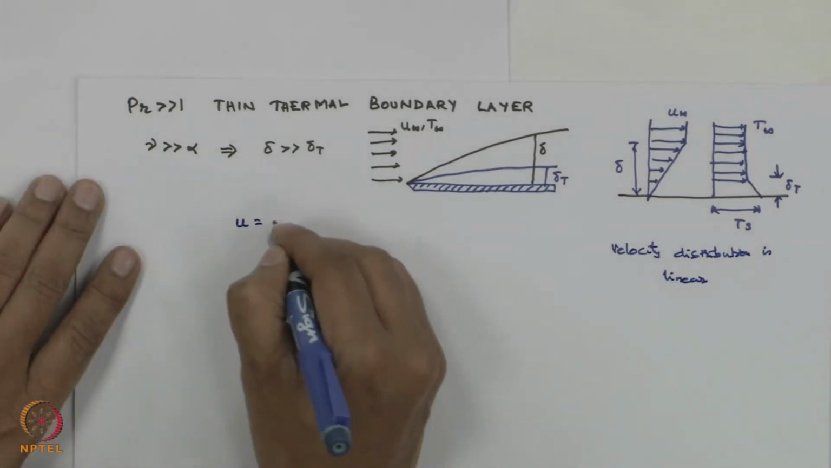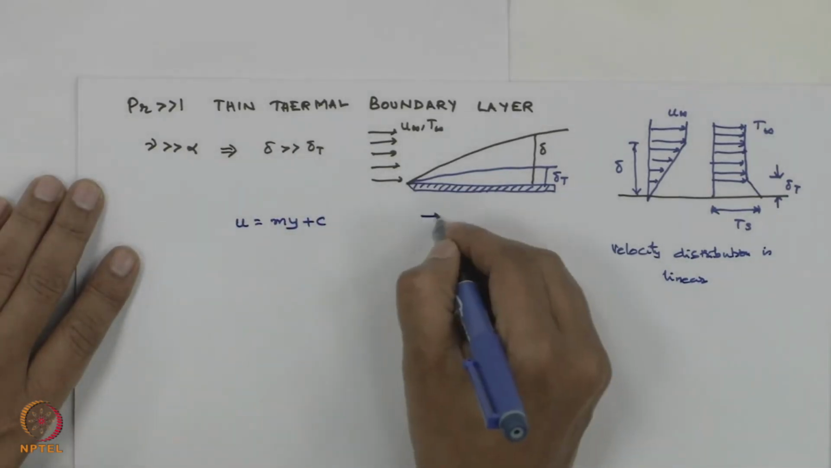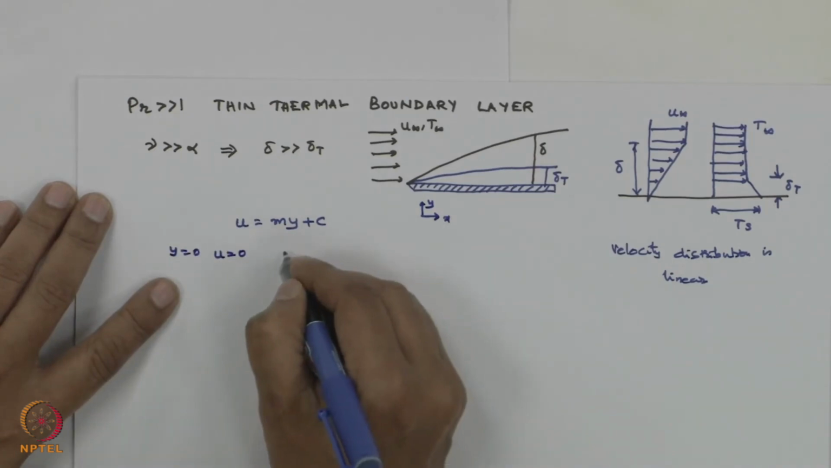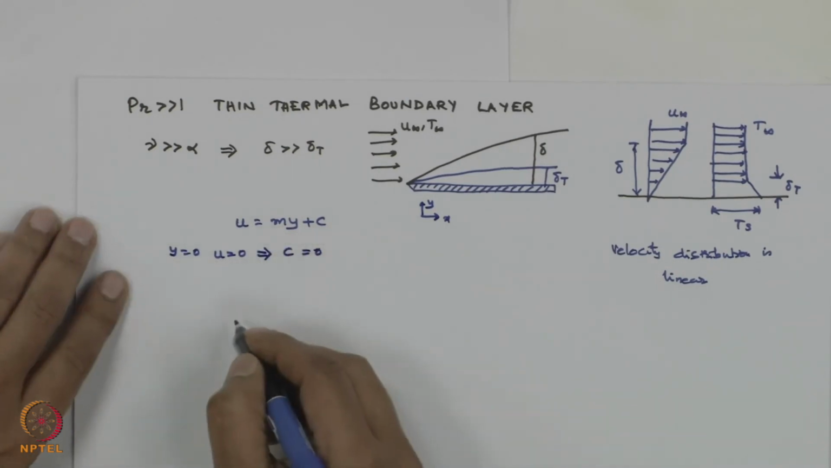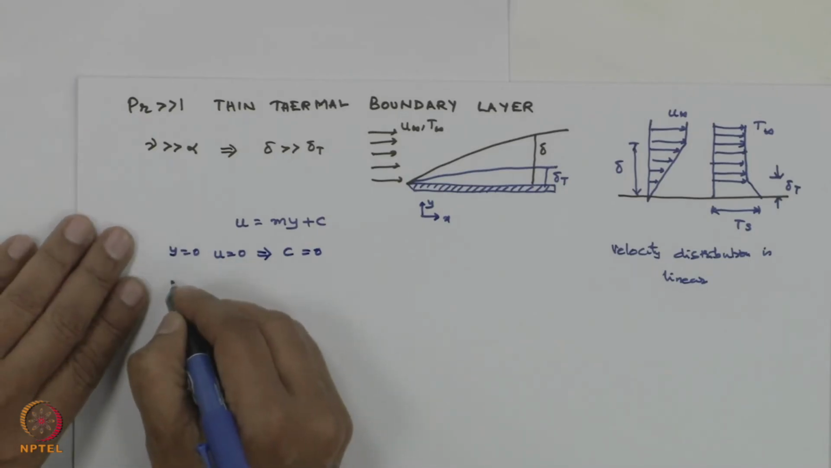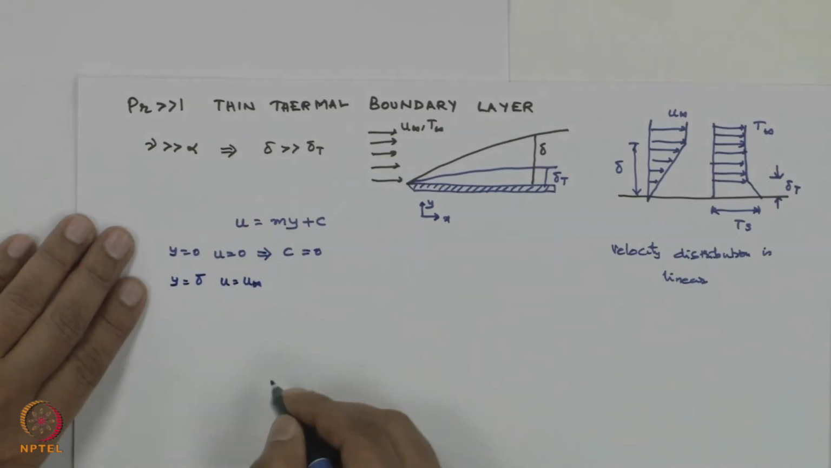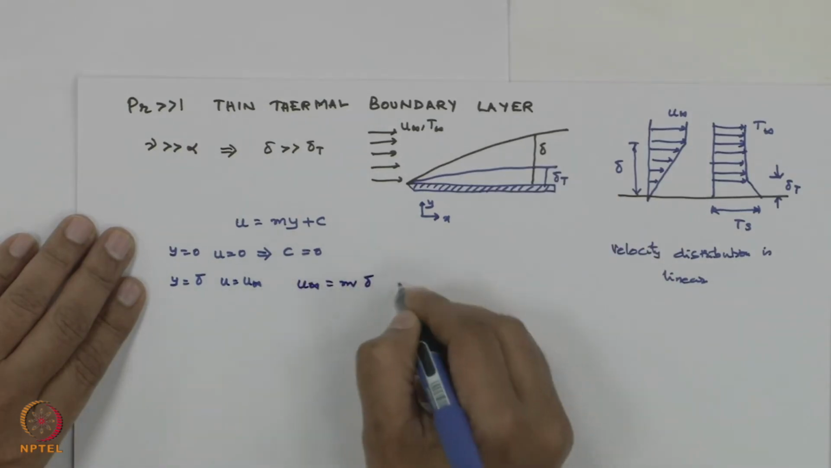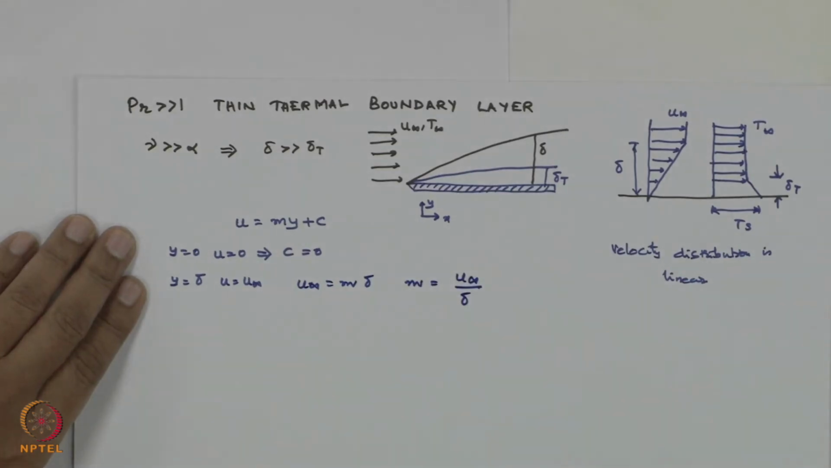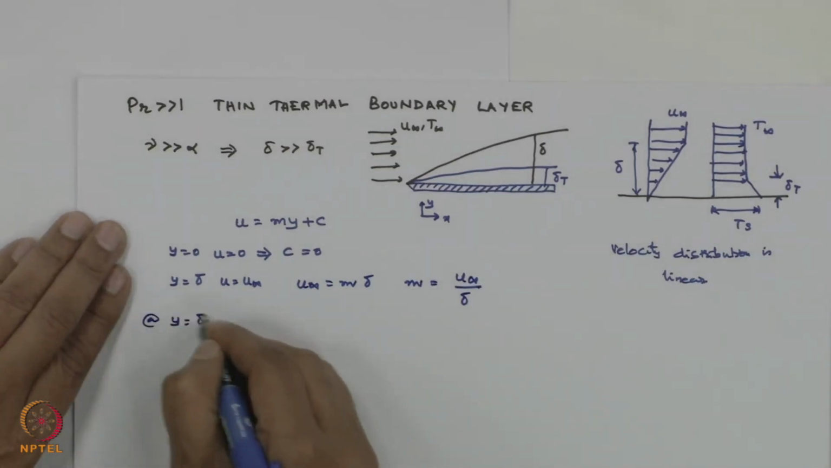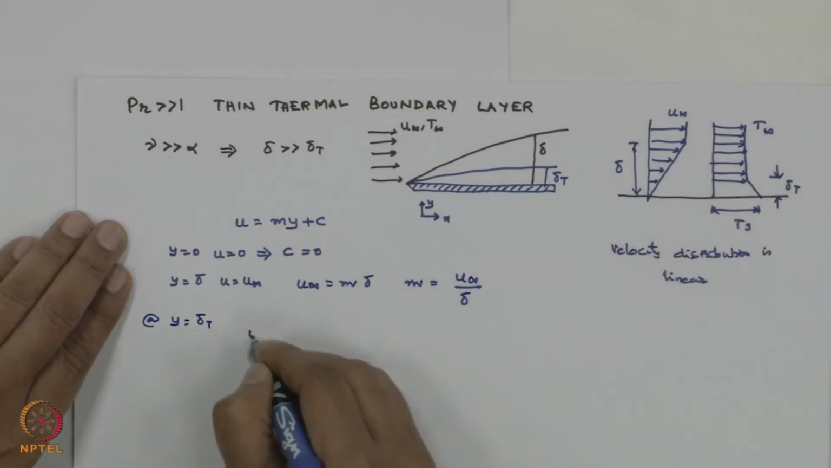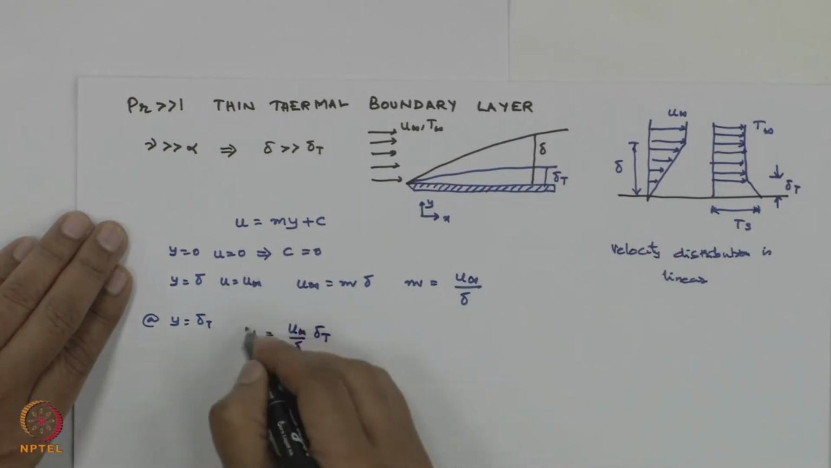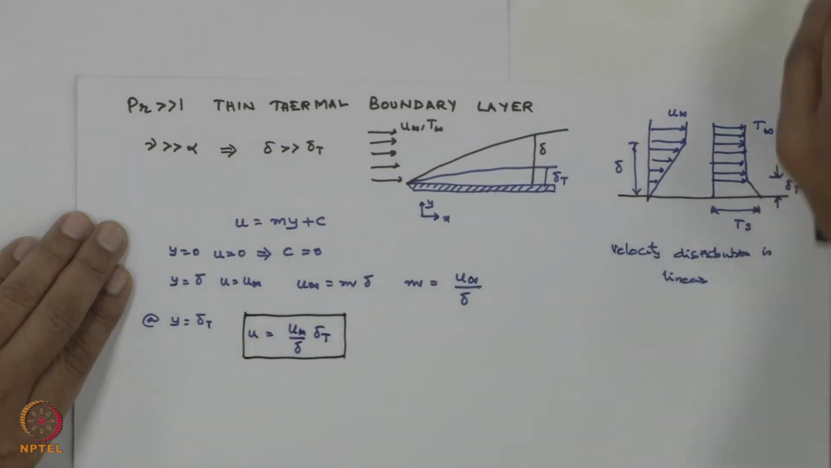That means u is equal to my plus c. This is x direction, this is y direction. So when y equal to 0, u equal to 0, that is the no slip condition. So you have c equal to 0. Now when y is equal to delta, u is equal to u infinity, correct? So outside the hydrodynamic boundary layer thickness, my velocity is u infinity. I get u infinity equal to m delta, so m equal to u infinity by delta. Now at y equal to delta t, because that's where I want everything happening, u equal to m, which is u infinity by delta, times y, which is delta t, and c is anyway 0. So this is my velocity u.